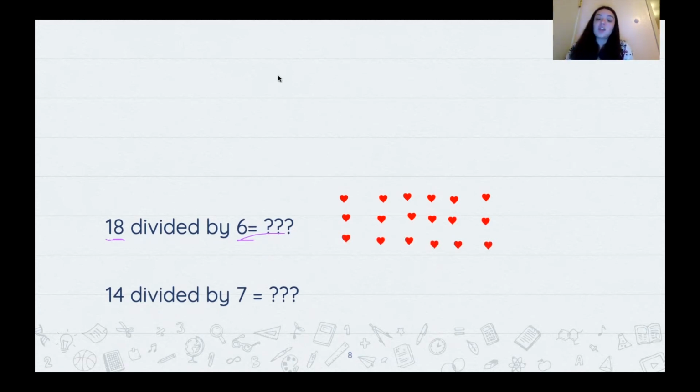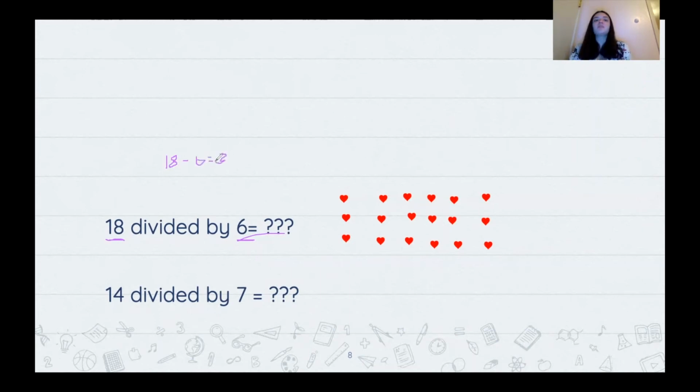So now I'm going to double check that I have equal groups. I have 1, 2, 3, 1, 2, 3, 1, 2, 3, 1, 2, 3, 1, 2, 3, and 1, 2, 3. So now we know that when I take 18 and I divide it into 6 equal groups, we're going to have 3 in each group.